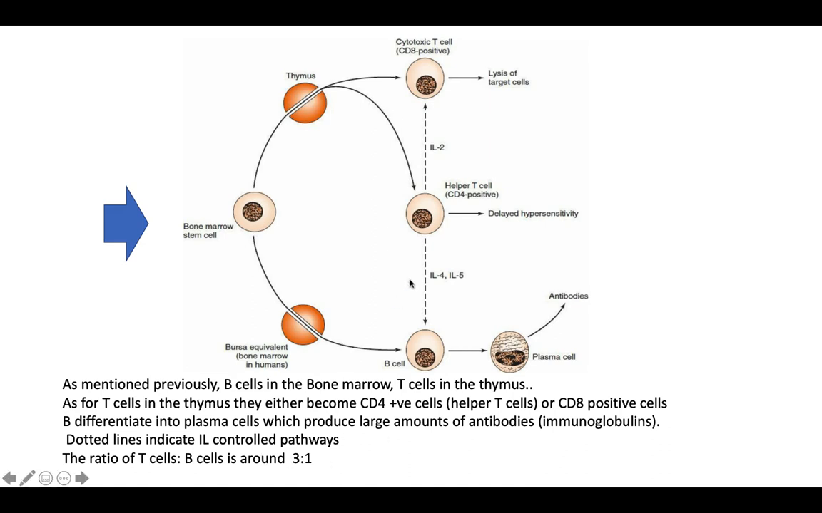So بنعرف هاي ال helper T cell, بنعرف interleukin 4 and 5 for the B cells, interleukin 2 for the T cell for the CD8 cells. بس احنا نعرف ان عندنا bone marrow stem cell. So the bursa equivalent in bone marrow in humans. Now this is where the B cells differentiate. بمشي بصير plasma cells antibodies or they move to the thymus and they become either CD8 or CD4 cells. And then we have our هاي الفكرة من المحاضرة الأولى والثانية بنعرفها.